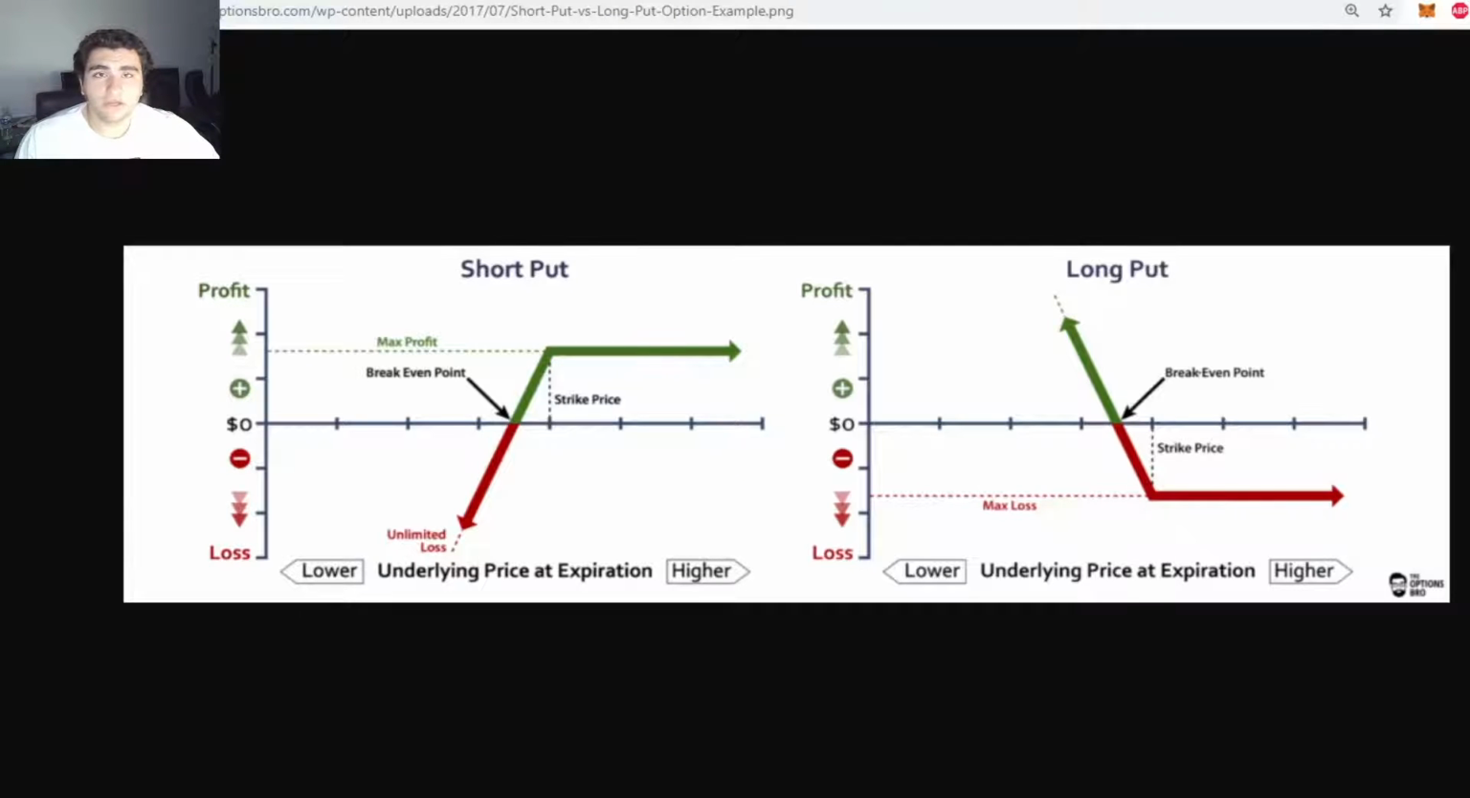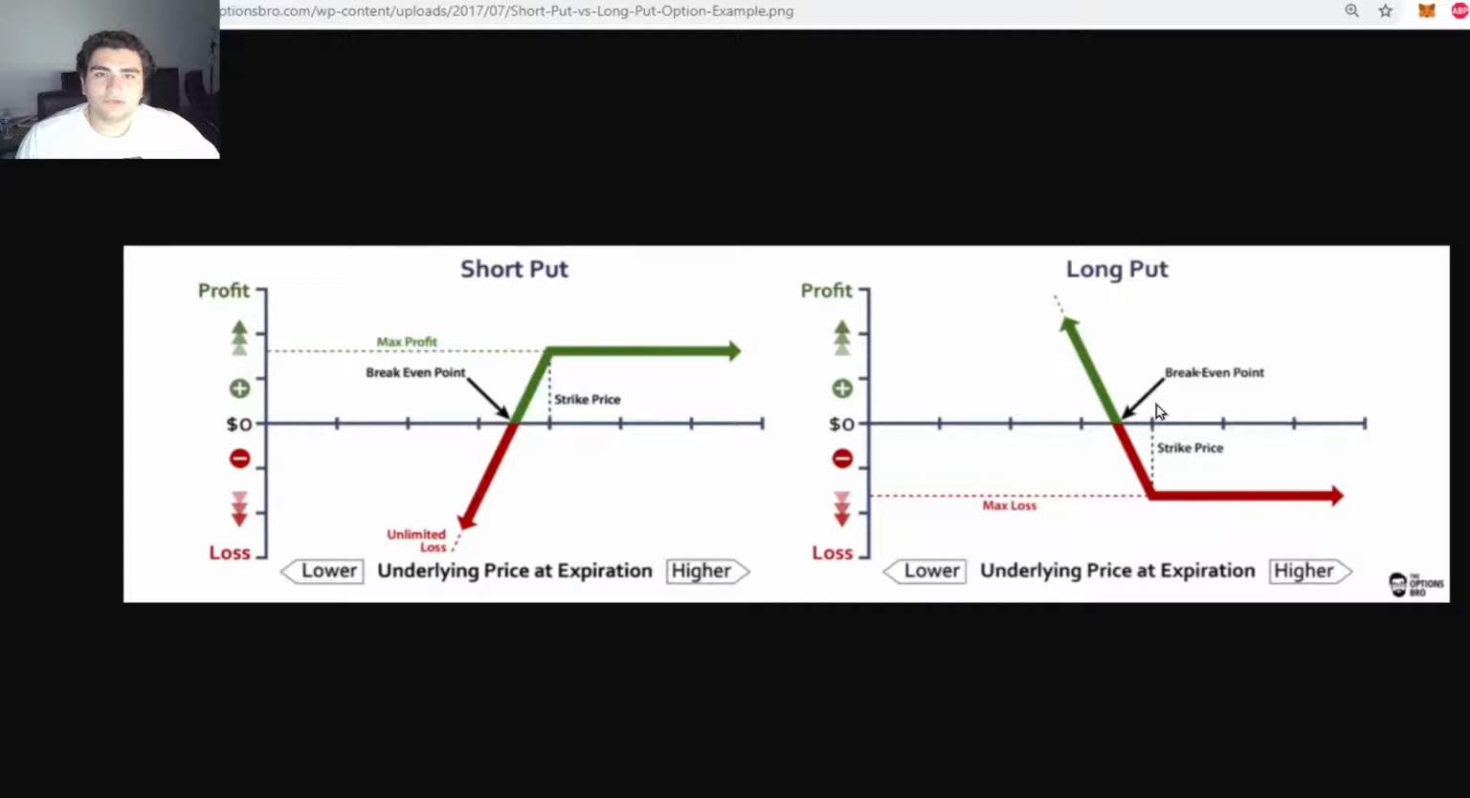Moving on to puts, these are the exact opposite of calls. Instead of having the right to buy 100 shares of stock, puts give you the right to sell 100 shares of stock. If you are long a put at, say, the same $50 strike price of XYZ, and you pay $100 for that premium, you are basically saying, I have the right to sell 100 shares of XYZ at $50 a share in the near future, and I am paying $100 for that right.